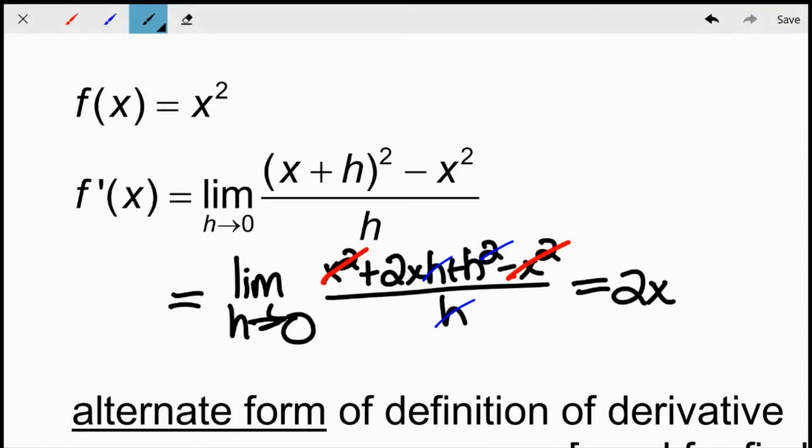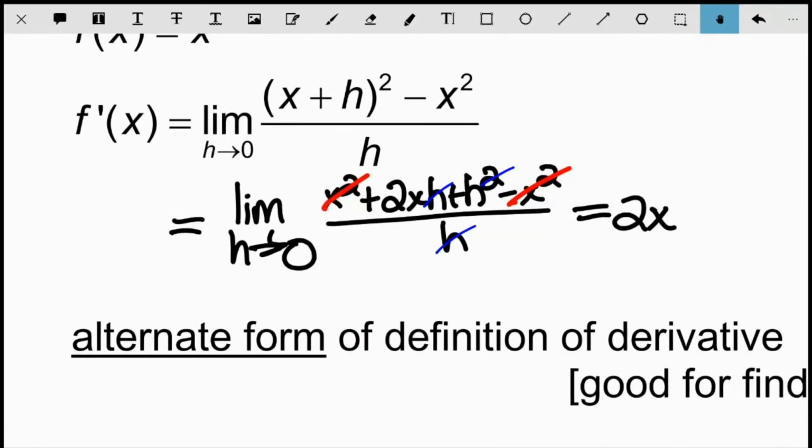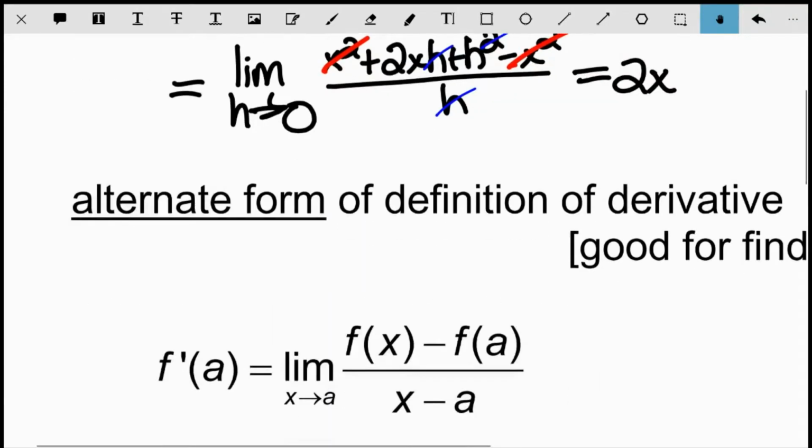And for those of you that know the power rule, you would have already known that that was going to be a solution. And we'll learn the power rule in just a couple more classes, and then you won't have to go through this process. But the main thing I want you to focus on is the idea that we're taking the slope between 2 points, and we're making those 2 points get infinitely close together.